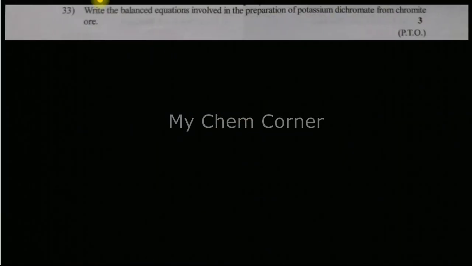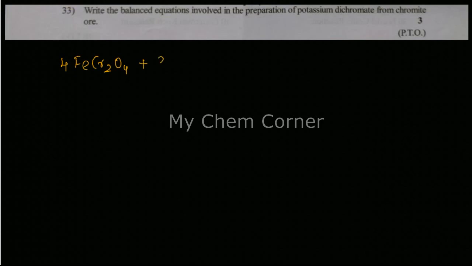Next one, question number 33: write balanced equations involved in the preparation of potassium dichromate from chromite ore. Again, a compulsory question in the PUC board exam. Here they only say write the balanced equation, so you can just write the balanced equations.